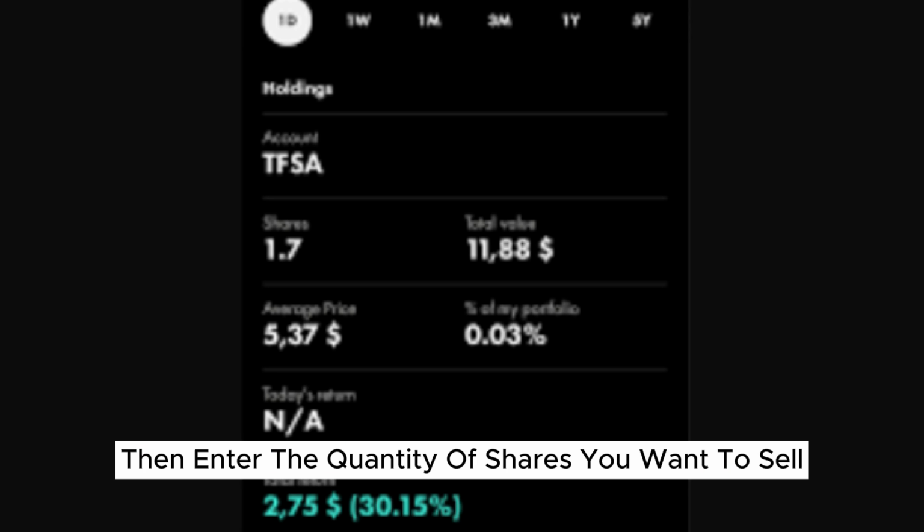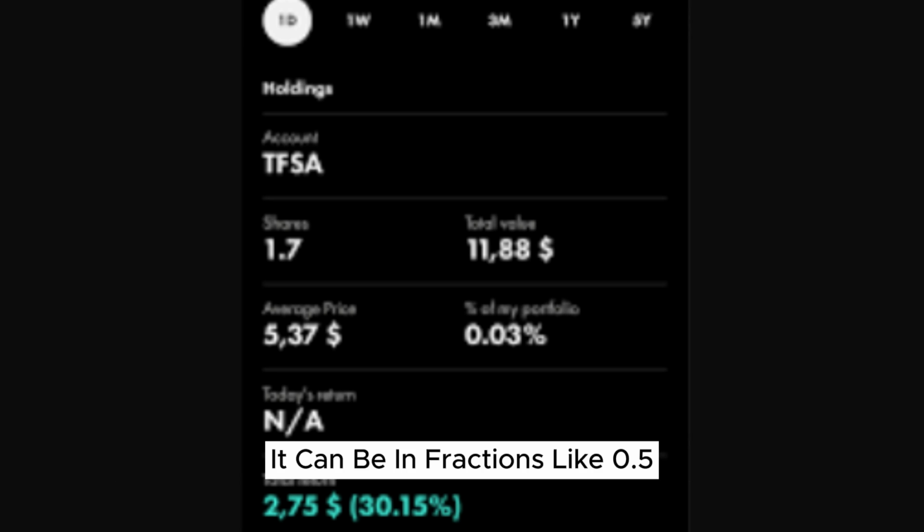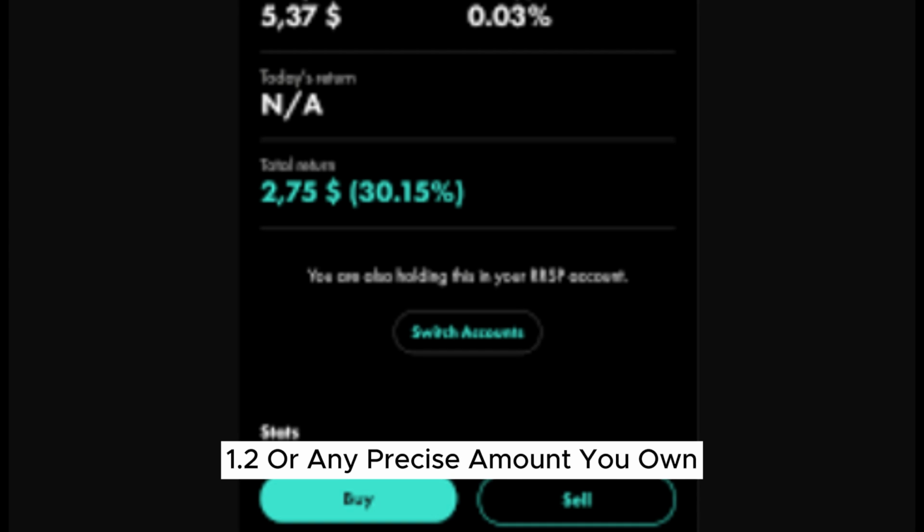Then, enter the quantity of shares you want to sell. It can be in fractions like 0.5, 1.2, or any precise amount you own.